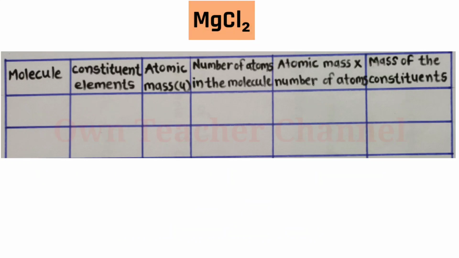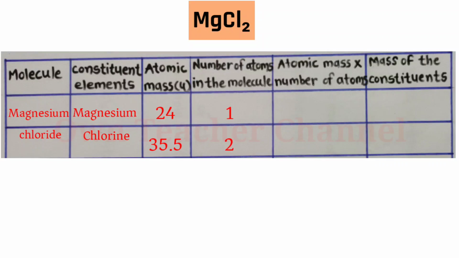Magnesium chloride molecule. Constituent elements: magnesium, chlorine. Atomic mass: magnesium 24, chlorine 35.5. Number of atoms in the molecule: magnesium 1, chlorine 2. Atomic mass into number of atoms: magnesium 24 into 1, chlorine 35.5 × 2. Mass of the constituents: magnesium 24, chlorine 71.